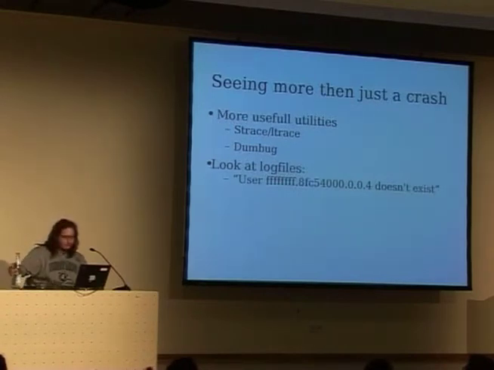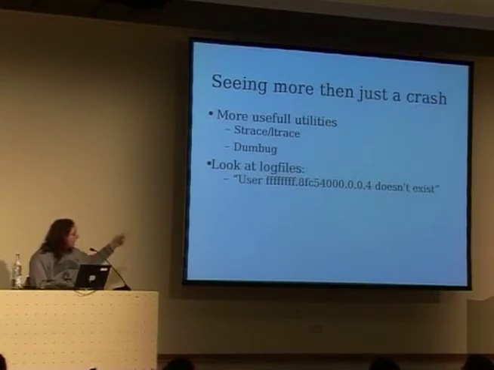Some more utilities. For Unix, you've got strace and ltrace. strace will give you some nice information on the system calls that were used, and ltrace does pretty much a similar thing, but for library calls. And on Windows, you've got a tool that FX developed, which is Dumbug, and it can do similar things. The other thing for seeing more than just a crash is looking at your log files. If you see something like that in your log files, something's up. Somebody tried some kind of format string bug, and apparently they succeeded, at least in triggering it.